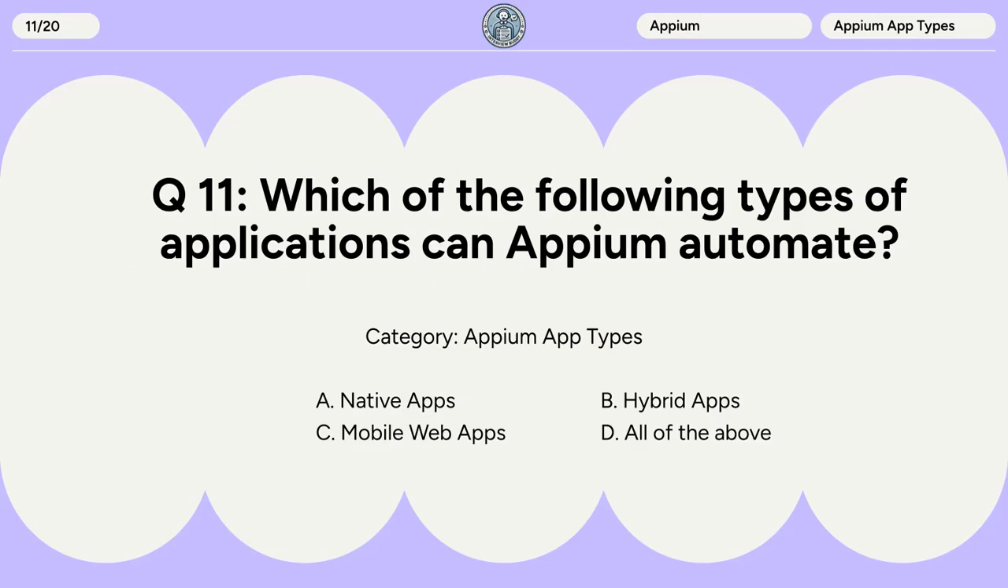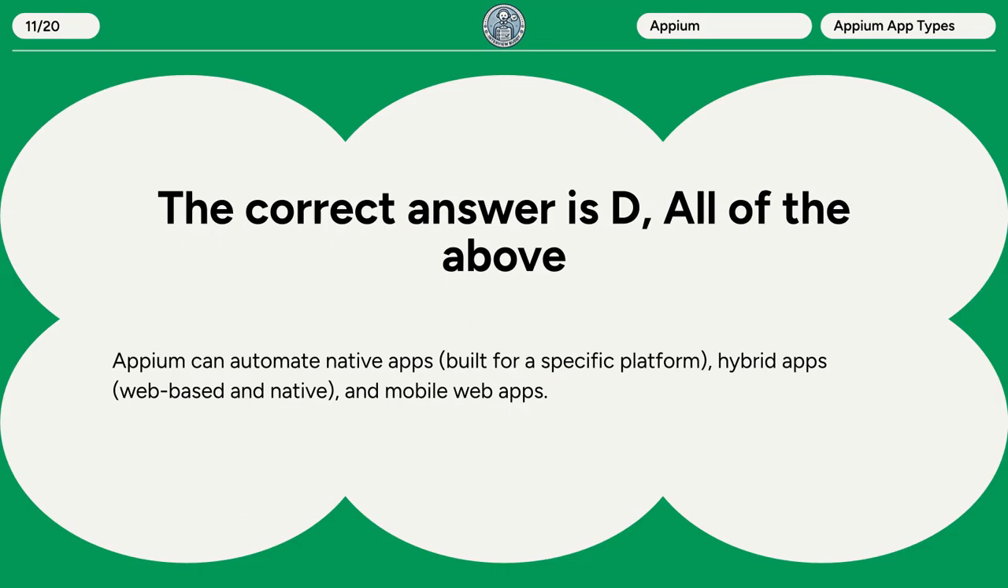Question 11. Which of the following types of applications can Appium automate? A. Native apps. B. Hybrid apps. C. Mobile web apps. D. All of the above. The correct answer is D. All of the above. Appium can automate native apps, hybrid apps, and mobile web apps.